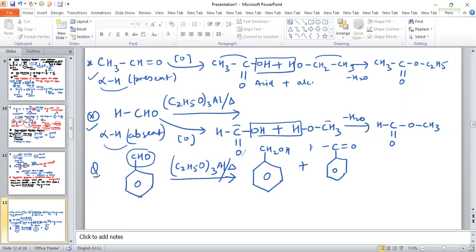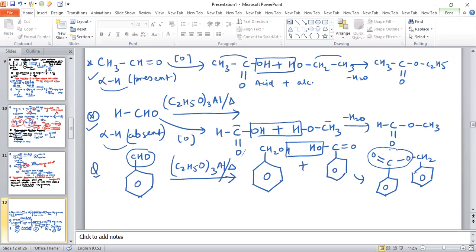So this is like OH. Now water will be removed, and this will convert into an ester. So the product will be like this: this is benzene with C double bond O, and this is oxygen, and this is CH2, and this CH2 is also attached with benzene. So this is basically the ester product. This is the way by which the Tischenko reaction takes place.